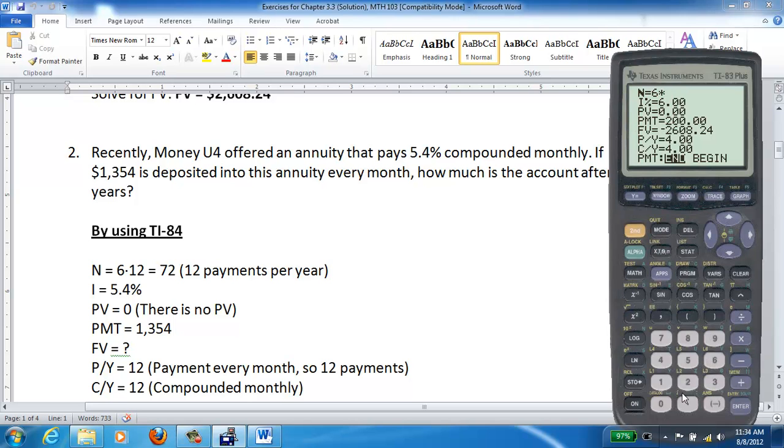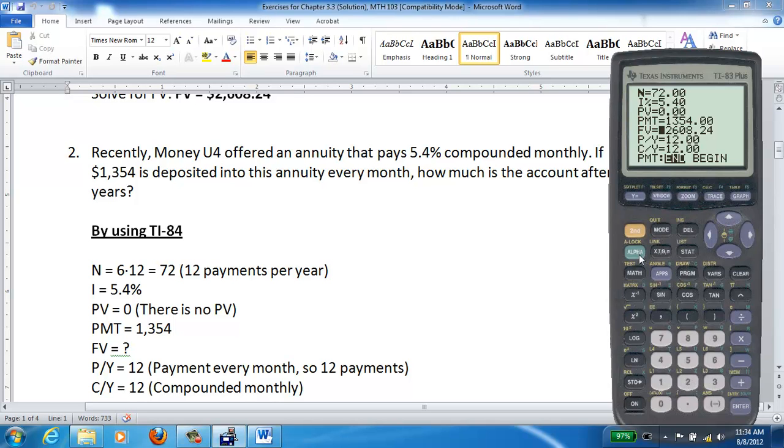6 times 12. The interest is 5.4. Present value we keep it 0. Payment is $1,354. Future value is the unknown. We make 12 payments per year, compounded monthly.